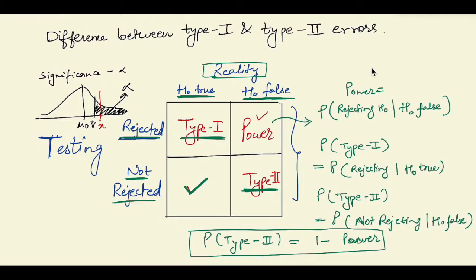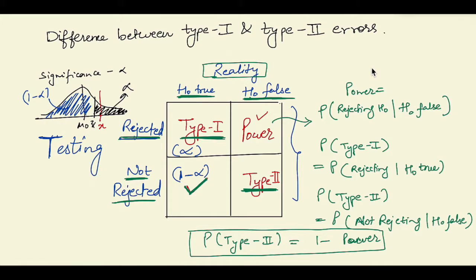So if x lies within this shaded region, we will reject the null hypothesis, and the probability of x lying in the shaded region is alpha. So the probability of type 1 error is simply alpha, which is equal to the significance value, and hence the probability of not rejecting, when we assume that h0 is true, would be this area, which is simply 1 minus alpha.